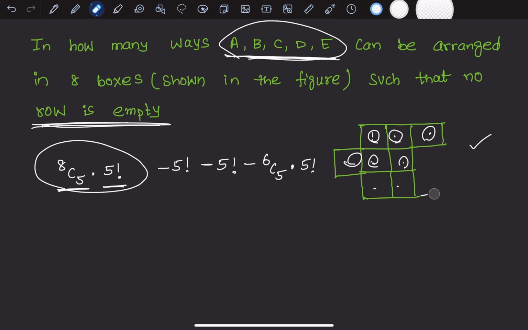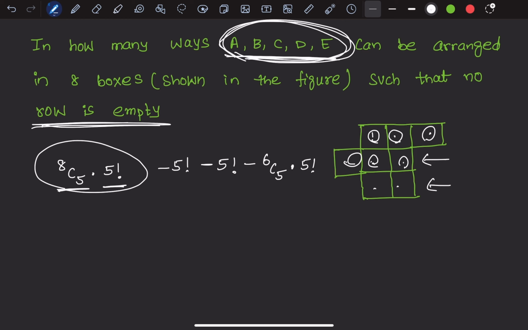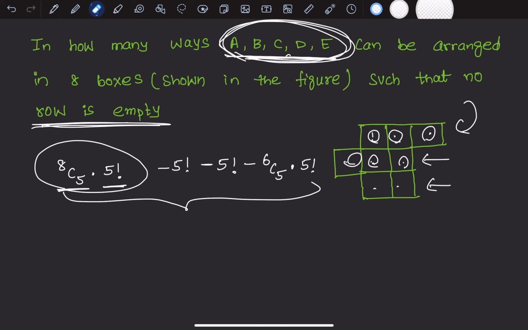Here let us say any 2 rows are empty. So let's say these 2 rows are empty. Then we cannot even put all these 5 elements into these boxes. So maximum only 1 row can be empty. So these are the total possible ways in which we can put these 5 letters into these 8 boxes such that no row remains empty.